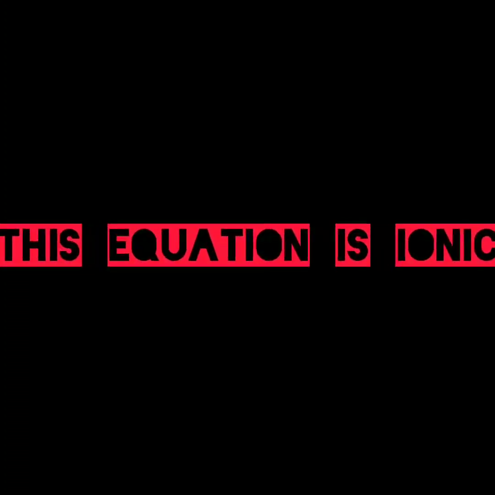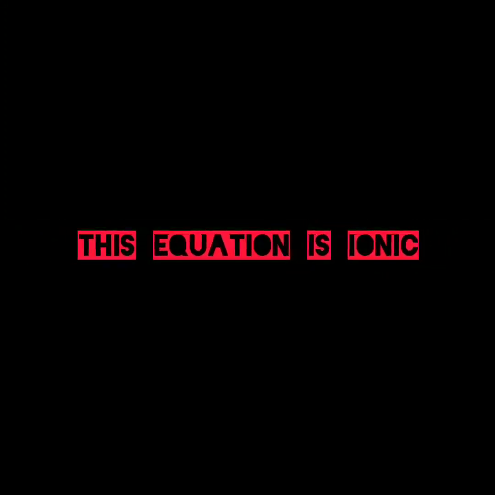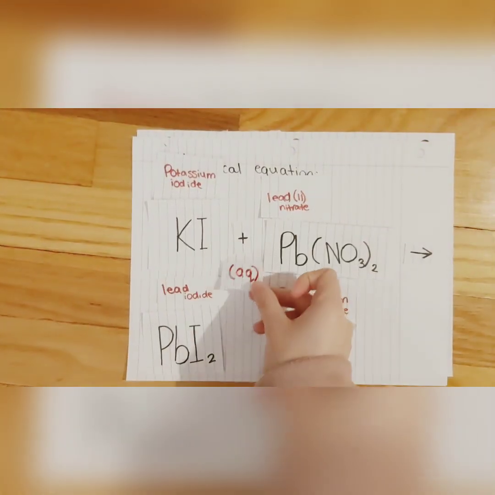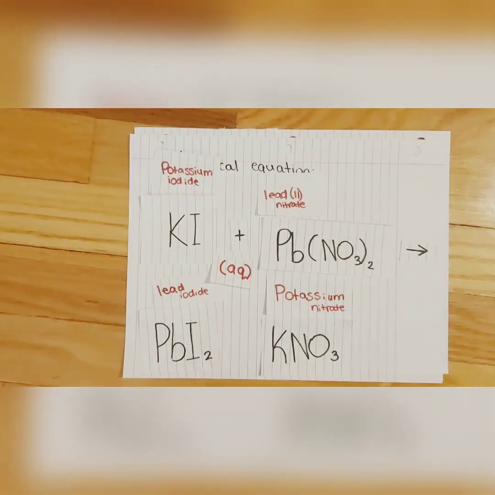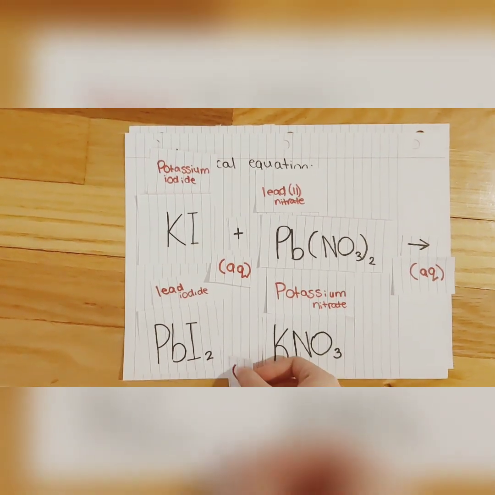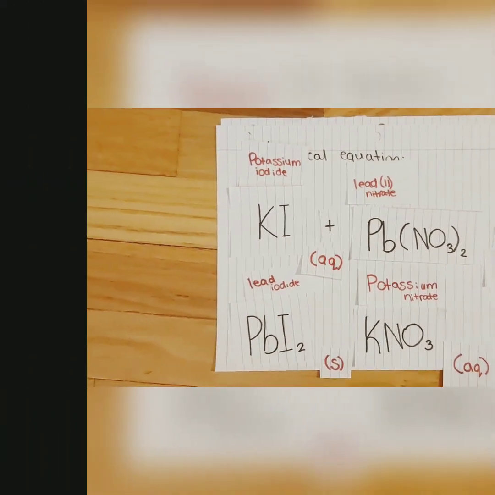This equation is ionic. For reference, potassium iodide is an ionic compound, just as lead 2 nitrate and lead 2 iodide. Although potassium nitrate is ionic, nitrate has covalent bonds. This is the equation with the states. KI is aqueous, Pb(NO3)2 is aqueous, and on the product side we have PbI2, which is solid, and KNO3, which is aqueous.